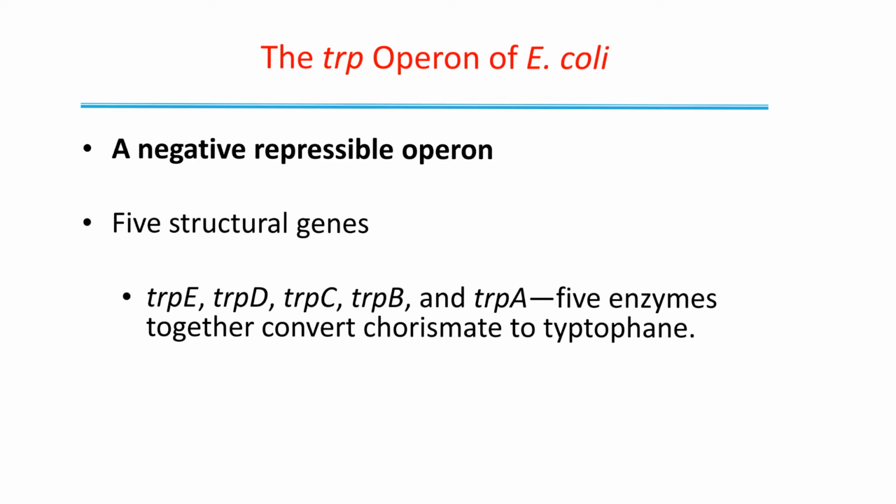So the TRP operon has 5 structural genes. The closest to the 5' end is the trpE gene, followed by trpD, C, B, and A. These genes encode 5 enzymes which together convert chorismate to tryptophan. So how does the TRP operon work?